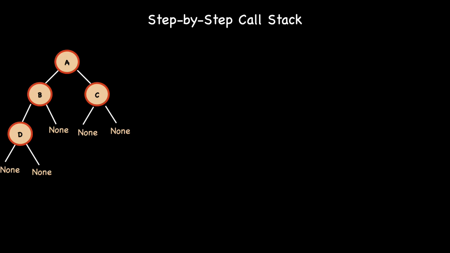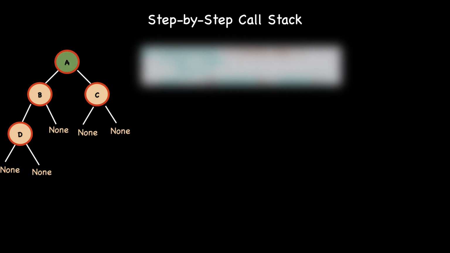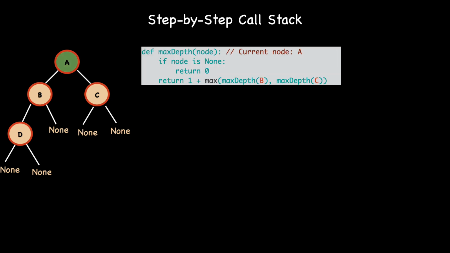Here is our binary tree, and this is the function call for the root node, which is A. It is recursively calling the maxDepth function for the left node B and the right node C. So let's process this function for the left node first, which is B.